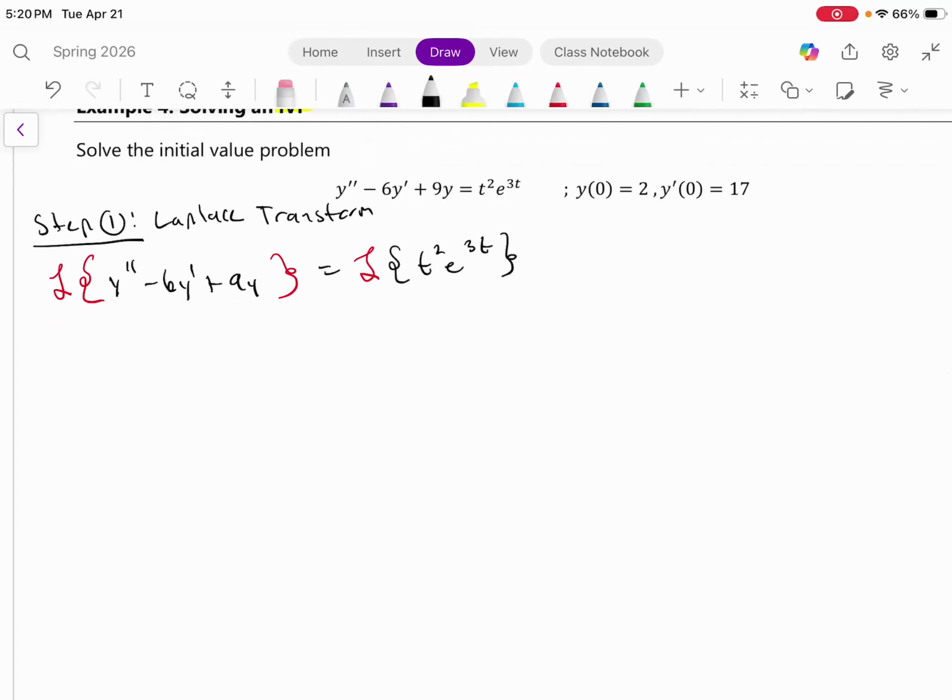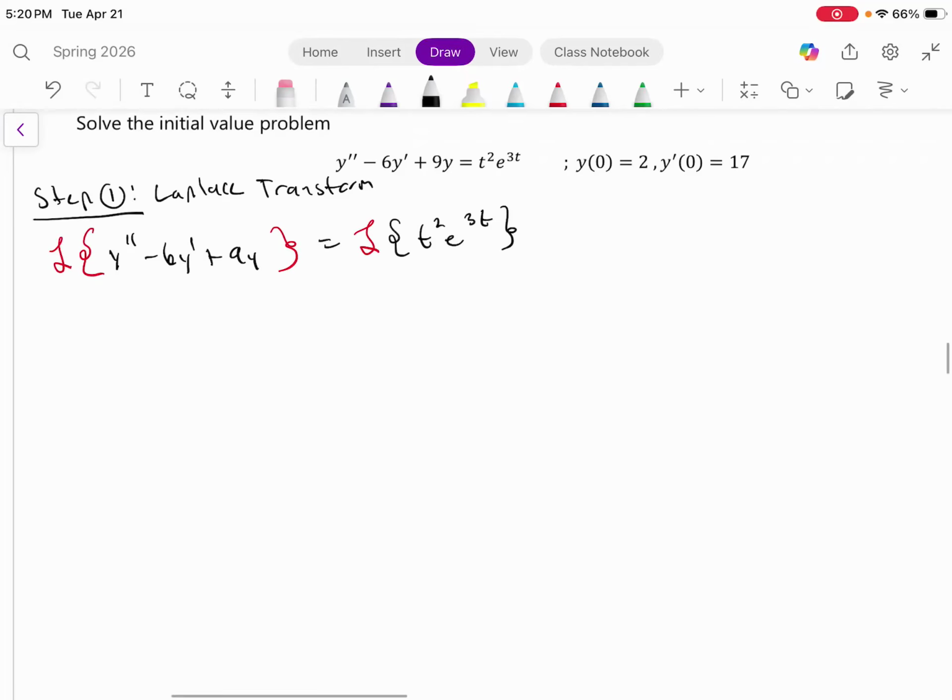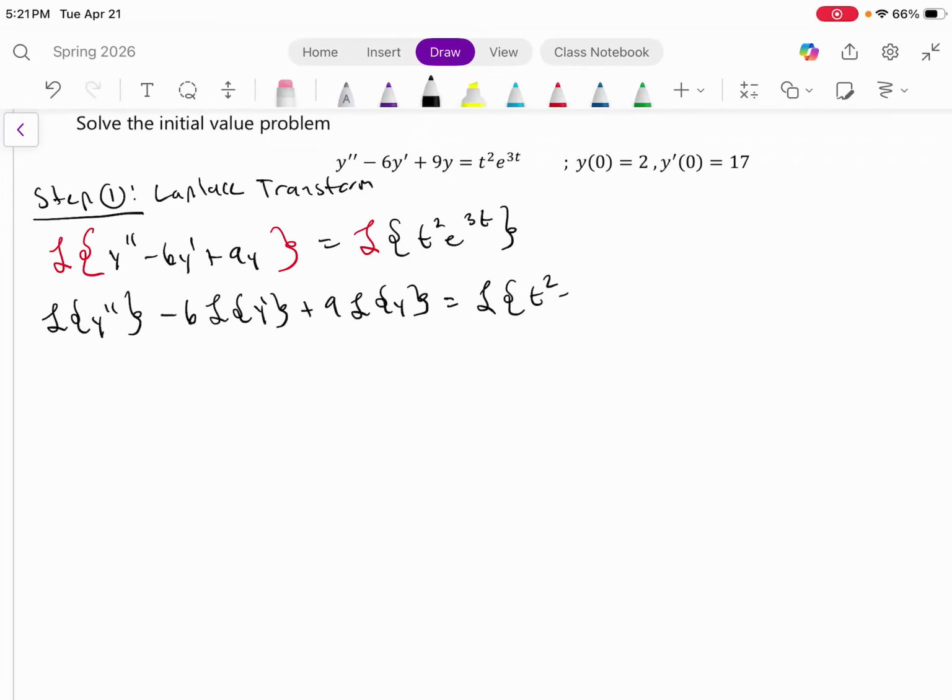So you've probably done a couple of these by now. What we can do is just separate each of these terms, that linearity property. Also going to take out the constants, so -6 comes out, plus 9 times the Laplace of y, forgot that prime, and equals the Laplace of t squared e to the 3t.